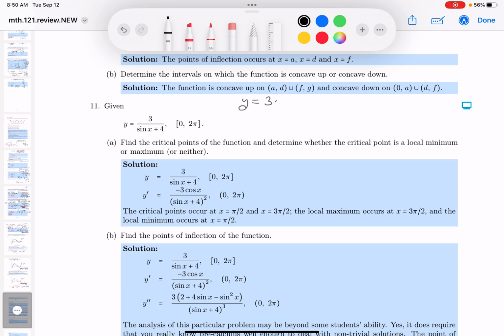It's 3 times the sine of x plus 4 to the minus 1. So I'm going to write down y prime is going to be minus 3 sine of x plus 4 to the minus 2 times the cosine of x. I'm going to clean it up. I'm going to say y prime is minus 3 cosine of x over sine of x plus 4. That whole thing is being squared.